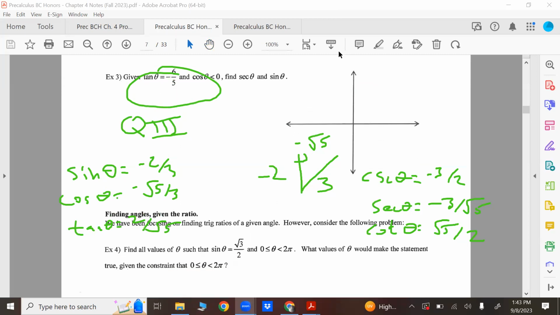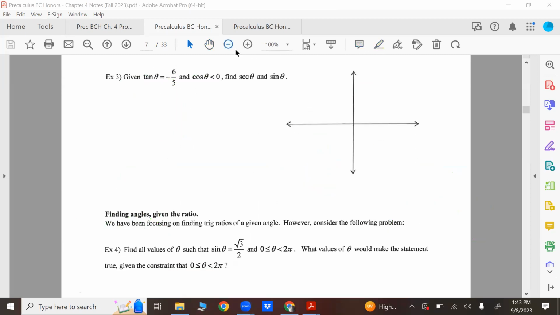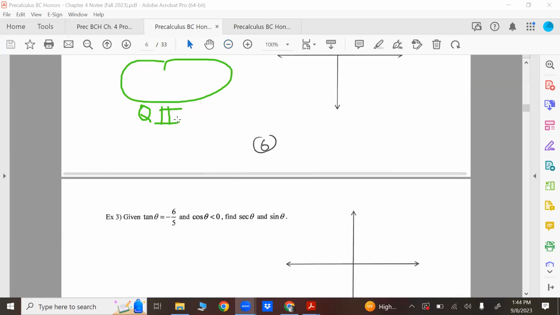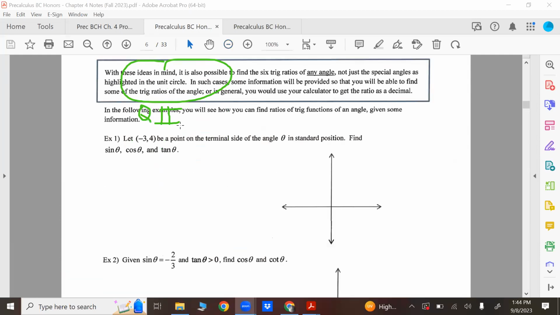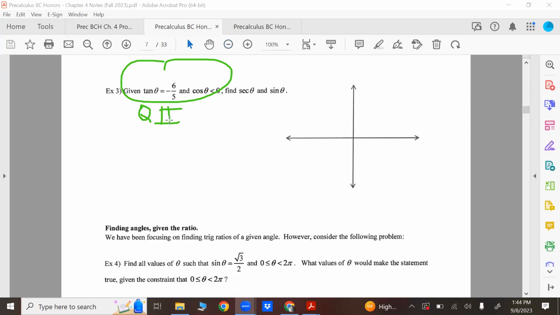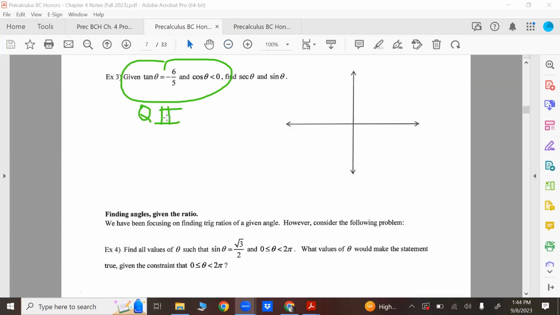So here's yet another one. What quadrant am I in here now? Q2 for sure. And actually, I just realized I didn't have to define all the trig functions. I just felt like it. Whatever, it's fine, not a big deal. All right, so we're in Q2.